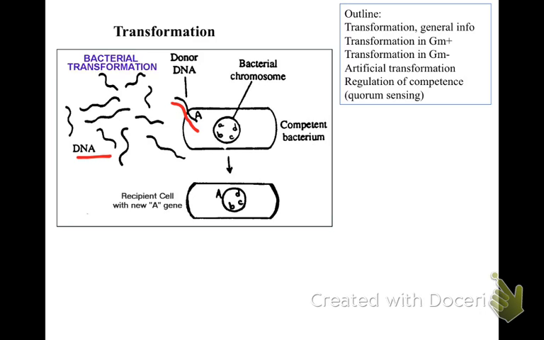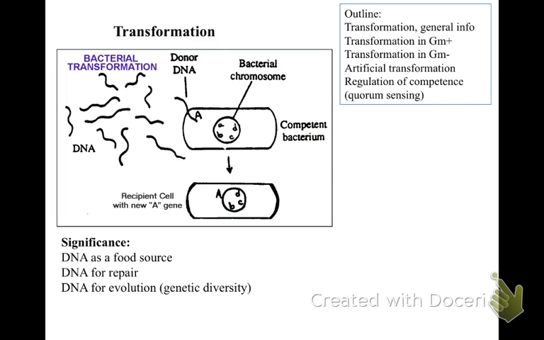Now, very briefly, this process involves naked DNA that gets taken up by a cell, and in the process of perhaps integrating some of that new DNA that's taken up into the recipient cell, they become genetically transformed. And we'll talk about differences in gram-positive and gram-negative organisms. Very briefly, we'll talk about artificial transformation because not all bacterial cells can be competent. In other words, not all bacterial cells will be able to take up DNA. And then finally, we'll look at the regulation of competence, and we'll focus specifically on a process called quorum sensing.